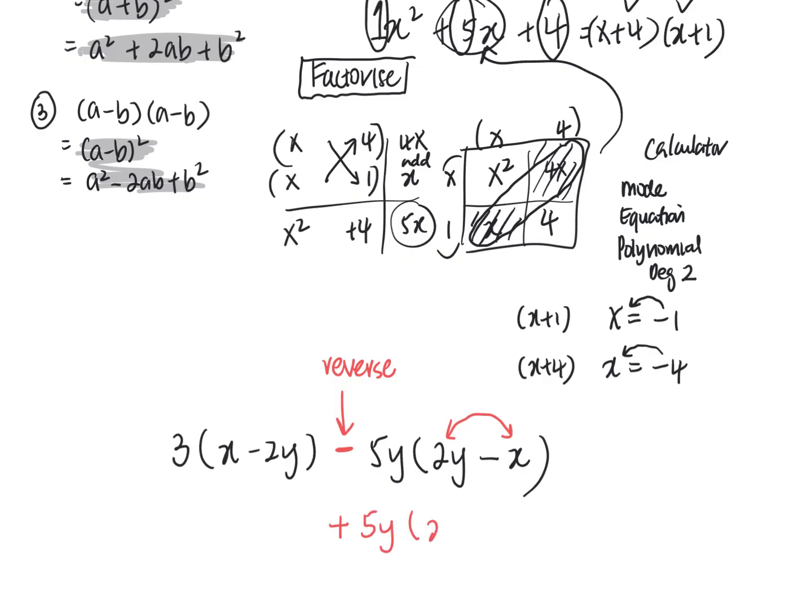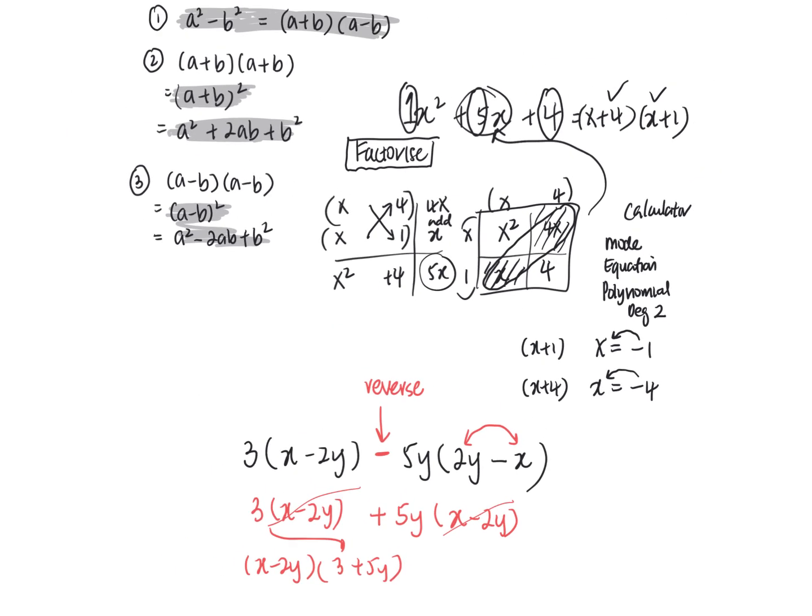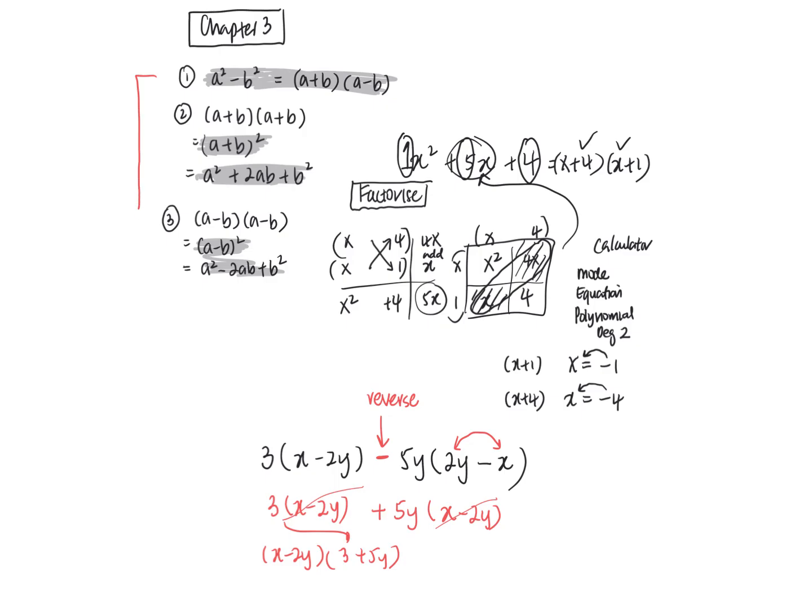Then this one you can write as x minus 2y. Then now you can take out the common factor, this whole piece. So you'll be left with 3 plus 5y. So the entire chapter 3, you need to remember these 3 special product rule. Okay, you need to remember either one of this method to factorize. Okay, and then the last one is the grouping one. Factorize by grouping when you have 4 terms.